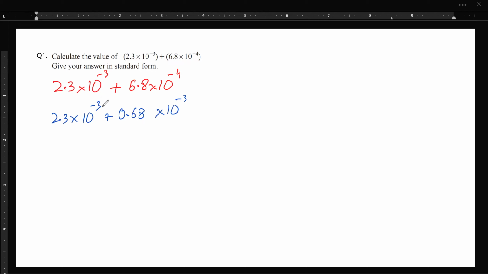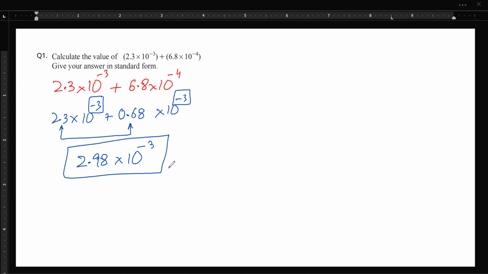Now, you can see the two powers are the same. Therefore, I can add the two numbers. So let's add 2.3 with 0.68. It gives you 2.98, so 2.98 times 10 to the power minus 3. I tell you, the power will remain the same. Only the coefficient will be added or subtracted. So please note it down. We move to the next question.